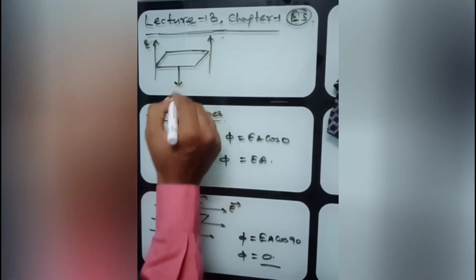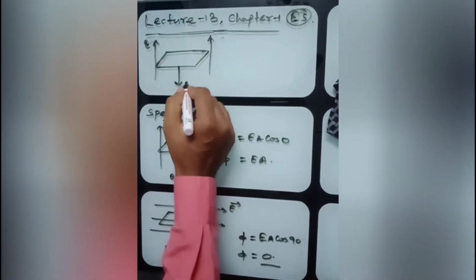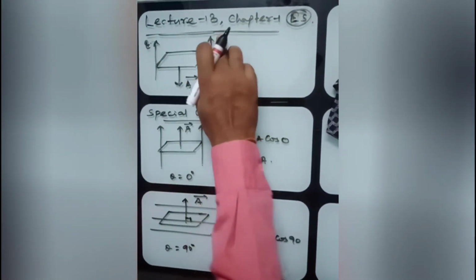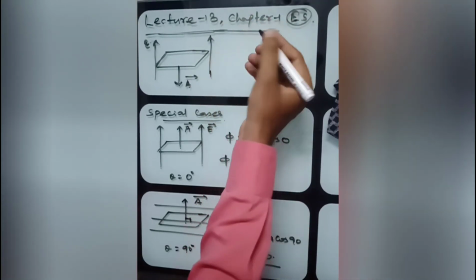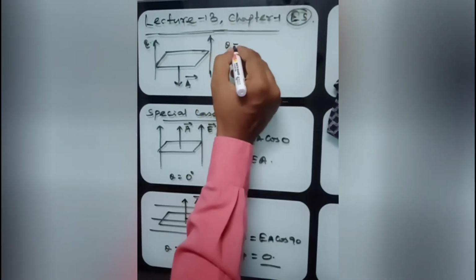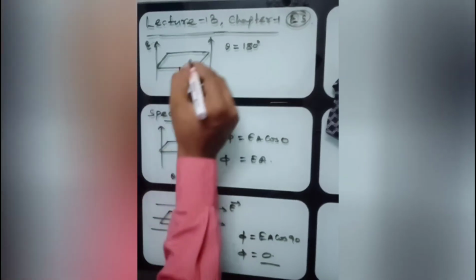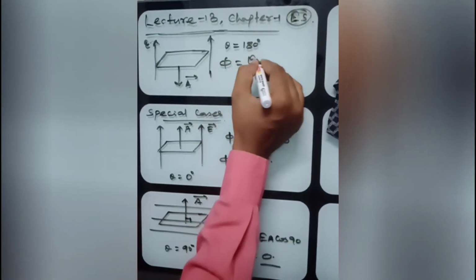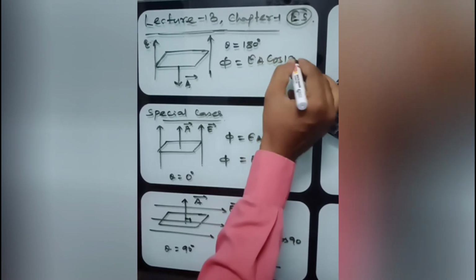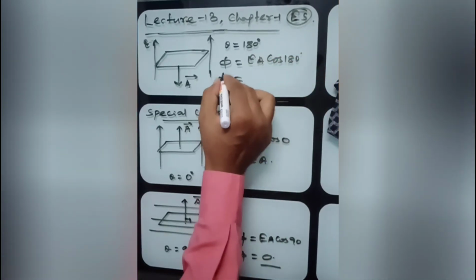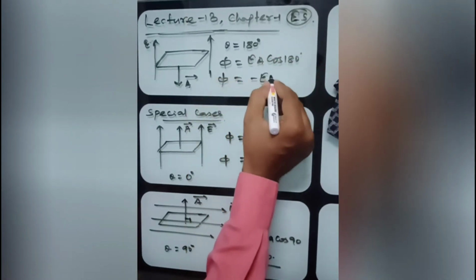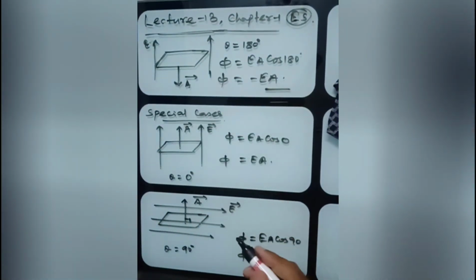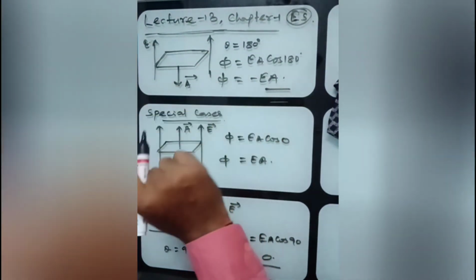Area vector downward. If you turn the plate, here the theta, how much? Again, the theta is 180 degrees with the electric field. So phi will be E A cosine 180 degrees, and thus phi is minus EA. Now, sir, if this is a scalar quantity, then what is the meaning of this negative of EA?